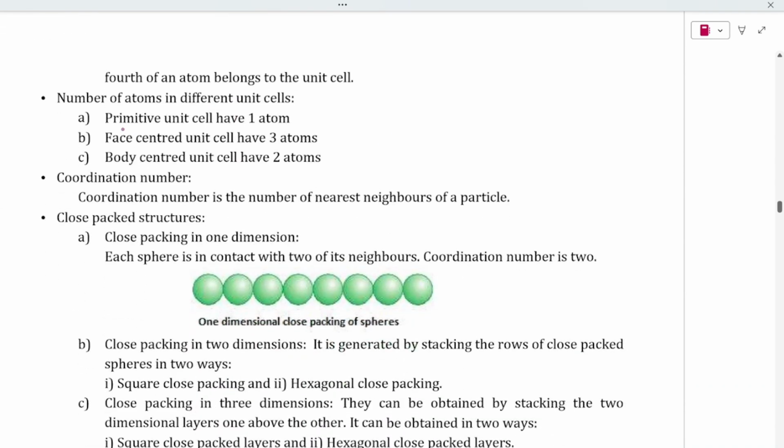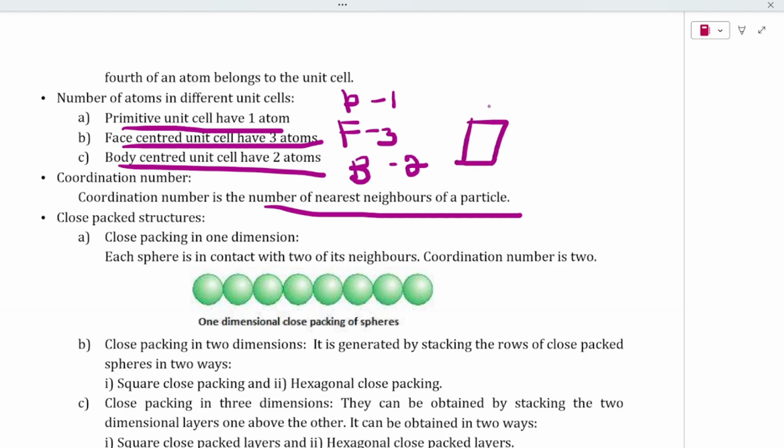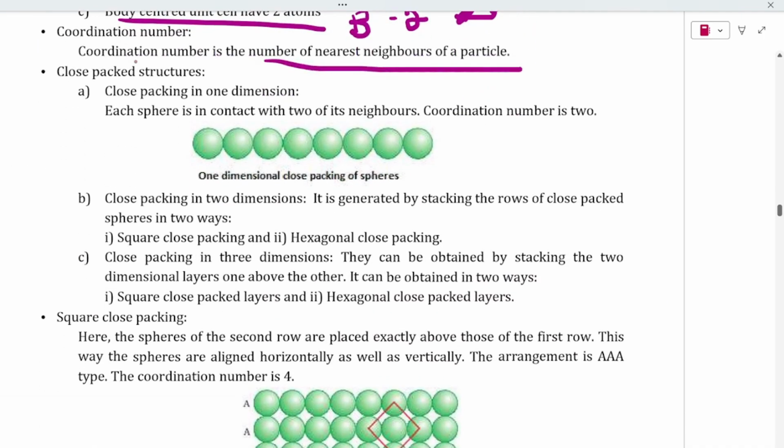If you have primitive, it has 1 atom. Face centered, 3 atoms. Body centered, this you have to remember. Primitive means it is 1, face centered means it is 3, and body centered means it is 2. Coordination number is the number of nearest neighbors of the particles. See, if you consider a cube again, and you have to find the coordination number of this, you have to see all the nearest neighbors. This is one nearest neighbor and this is another nearest neighbor. The number of all the nearest neighbors you should count in order to get the coordination number.